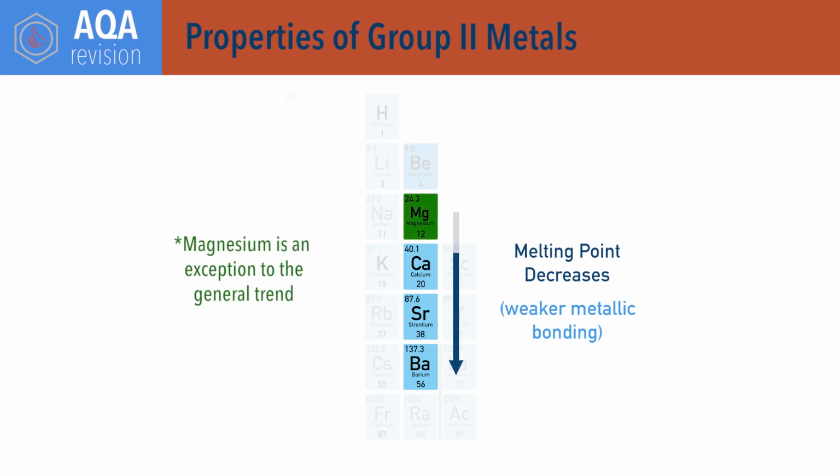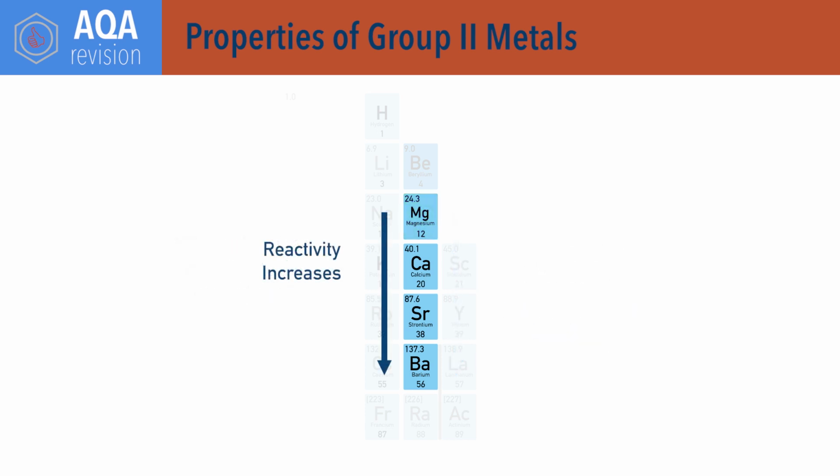The reactivity of the group 2 metals increases down the group, meaning they more readily form ions with a 2+ charge. They form ions with a 2+ charge as they lose their 2 outermost electrons from an s subshell. This trend in reactivity can be seen by looking at the reactions of the group 2 metals with water.